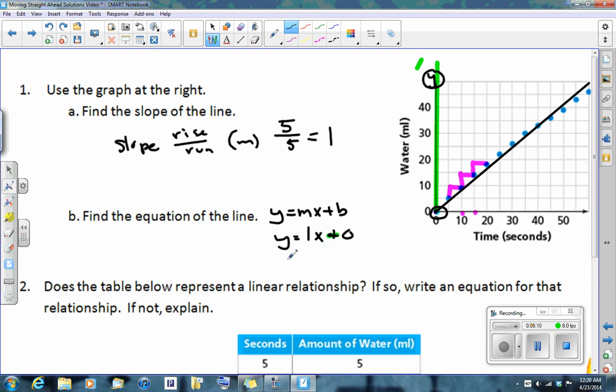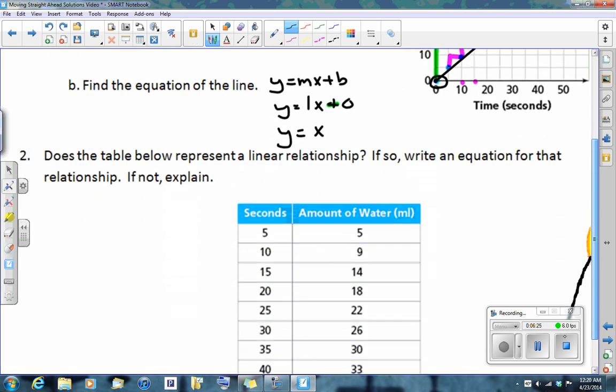We can simplify this. This equation's fine, but we can write y equals 1 times x, which is simply x, plus 0. Well, that's the identity property, so just leave it out. So y equals x. It's the simplest form of the equation for that line.